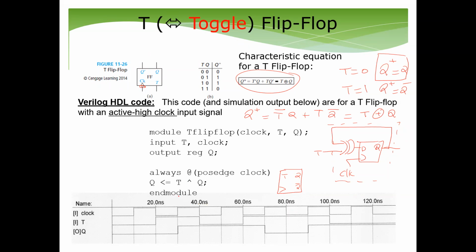So let's check the code very quickly. We have module T flip-flop. I have three signals: clock, T, and Q. I'll declare input T and clock, and I have one output reg Q. So always at the positive edge of the clock, this is not this circuit. It's going to be the same but without the bubble. Okay, so always at the positive edge of clock, Q takes on the value of T XOR Q.